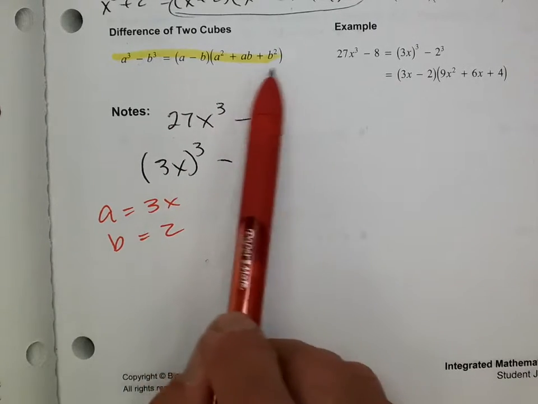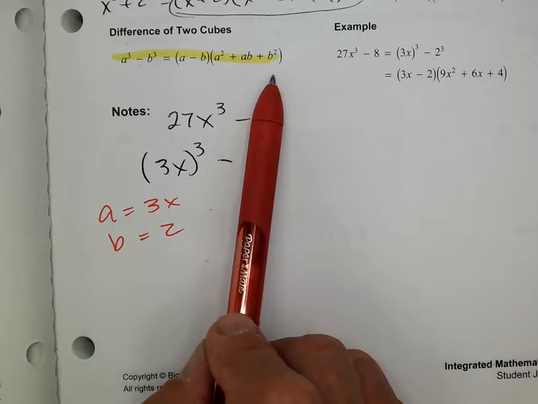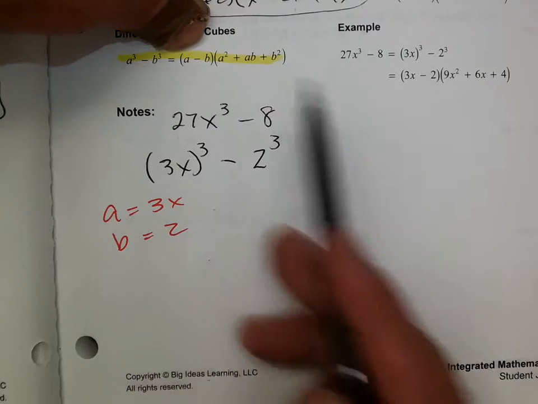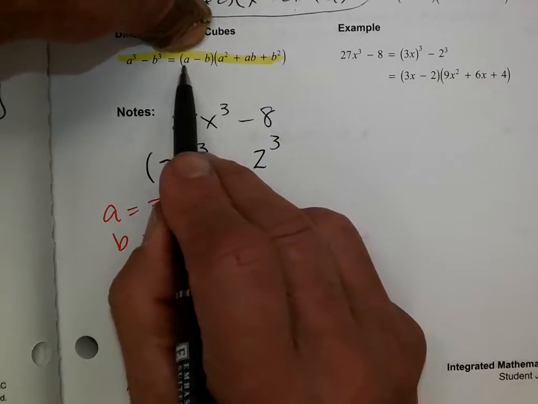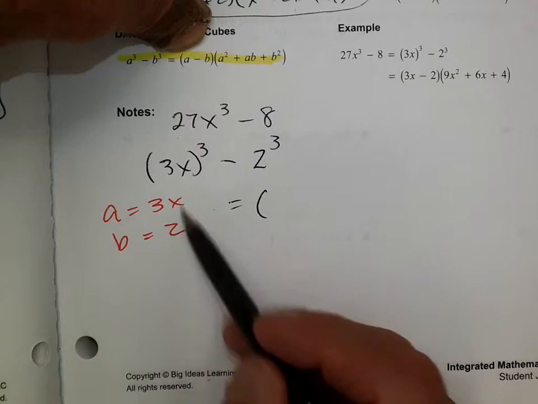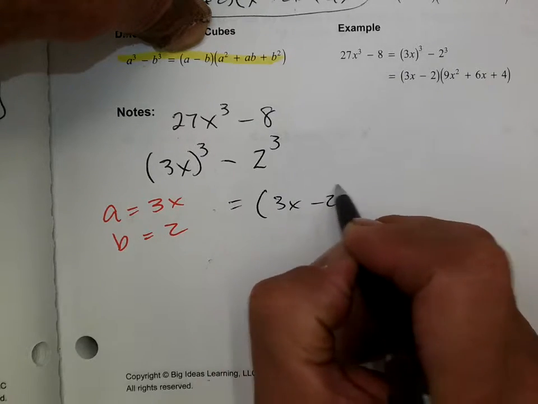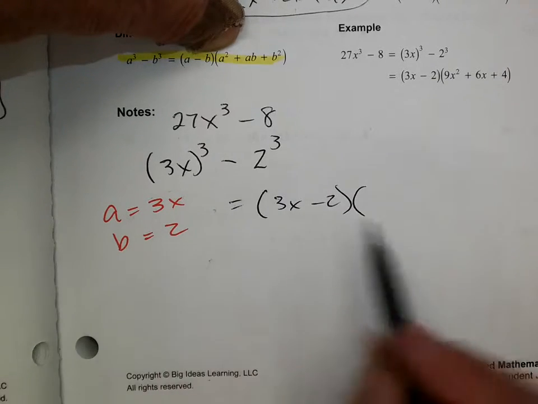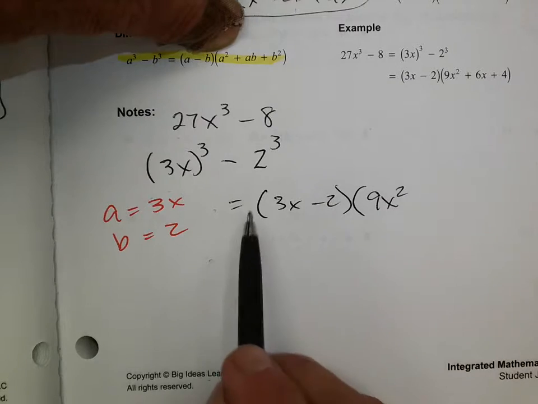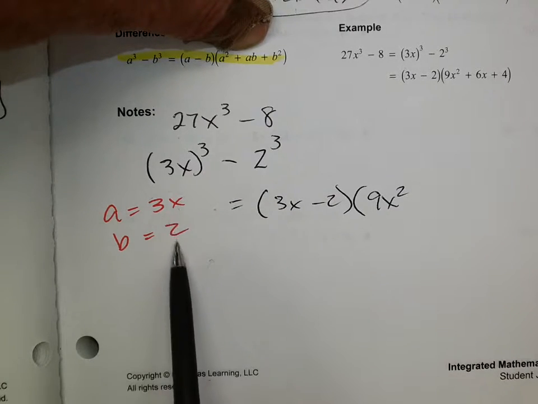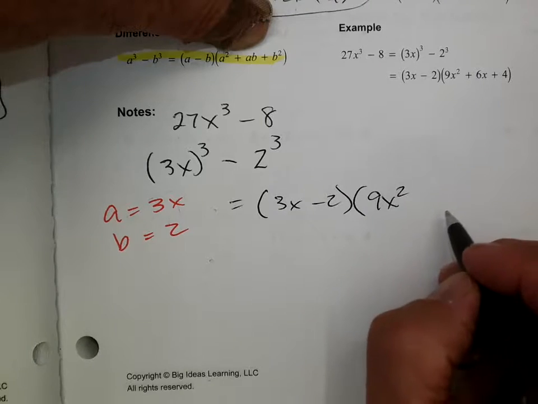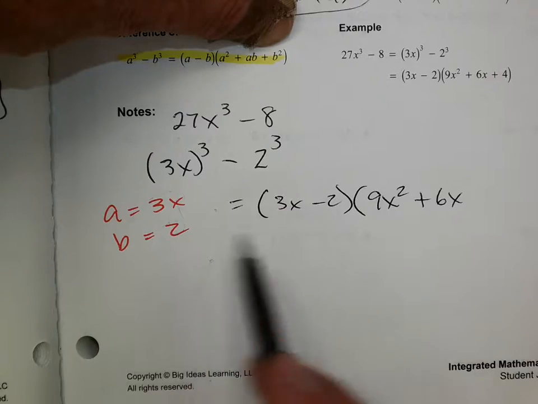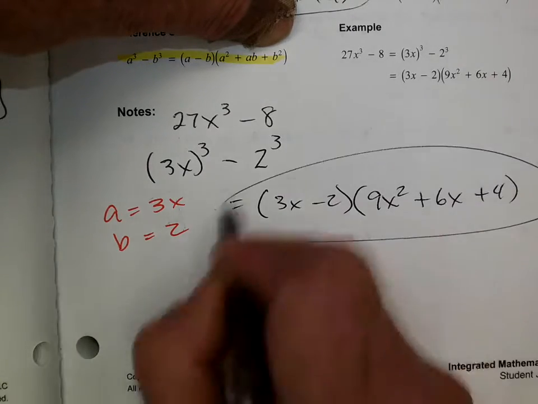Okay, so I'm going to use this formula. I will put this on the board later because we shouldn't have to memorize this, okay? So let's put it in the formula. The answer is going to be parentheses, A minus B, right? So that's 3x minus 2, okay? Parentheses, A squared. Well, we're going to square that. It's going to be 9x squared. And then we're going to go plus AB. So that times that would be plus 6x. And then plus B squared. So B is 2. I'm going to square 2 and I get plus 4. Okay? These are hard, aren't they?